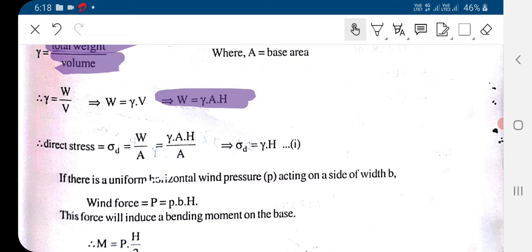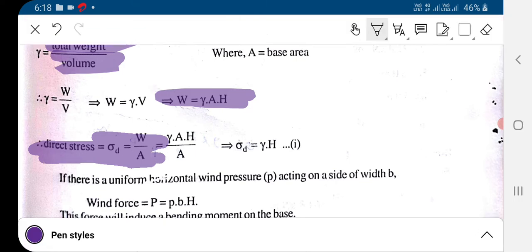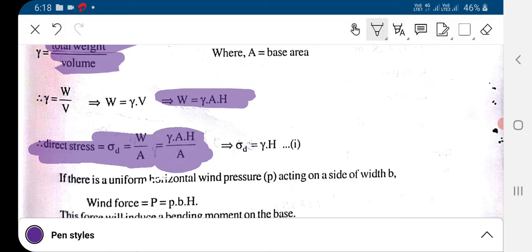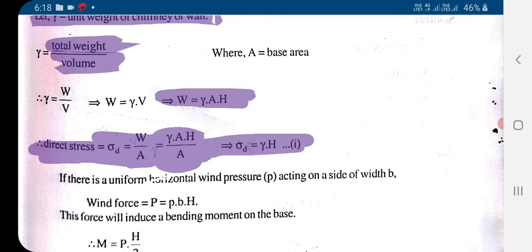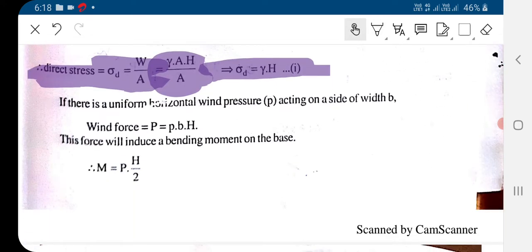Now we know what the direct stress is. It is nothing but the load divided by area. So here the load is nothing but the weight, and area is itself area. So by putting the equation of weight, that is gamma into A into H divided by A, the direct stress becomes gamma into H. Now we have to find out the bending stress. For that we need a bending moment.